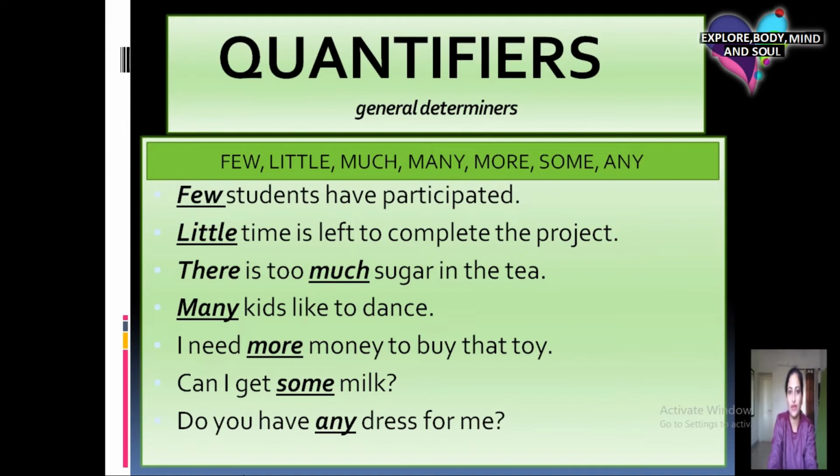Quantifiers. Quantifiers are the determiners which tell about the quantity of the noun. For example, little, much, many, more, some, any, few. But do you get an exact idea of how much quantity we are talking about? No. They are telling us the general quantity, that is few students, little time, much sugar, many kids, more money, some milk. So, not the exact quantity, therefore general determiners.